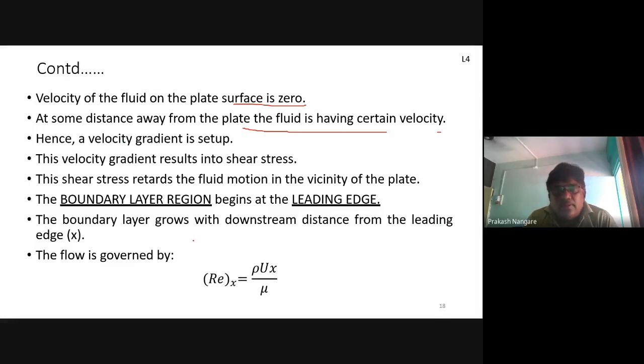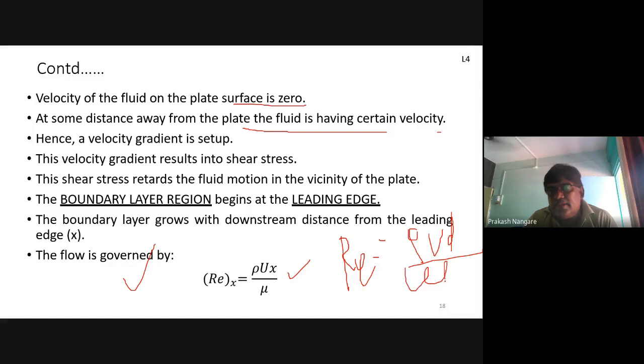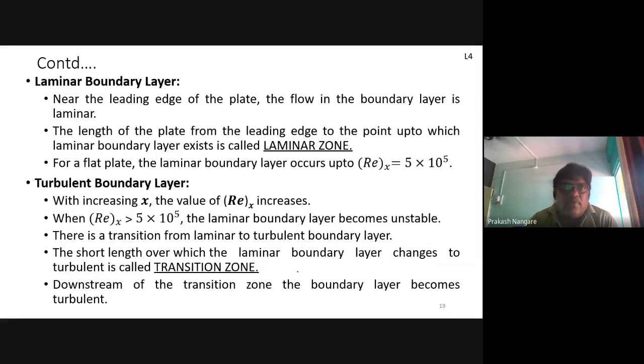Therefore, the Reynolds number is explained, that is rho u x by mu. The Reynolds number can be expressed, as we know from the equation, as rho V d by mu, or in terms of the kinematic viscosity, V d by nu. So rho, then the velocity component u, x is the distance, and mu is the coefficient of dynamic viscosity. Then what about the laminar boundary layer?